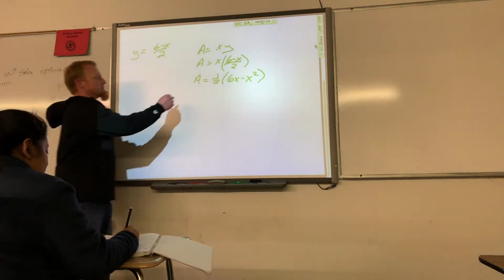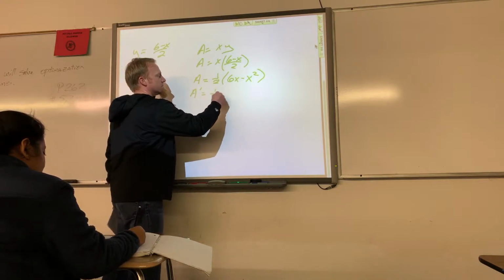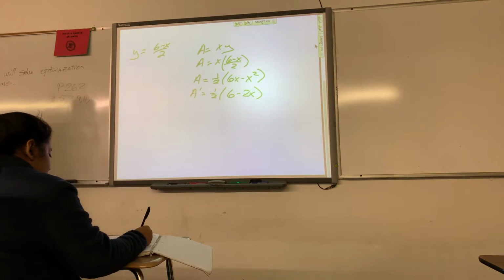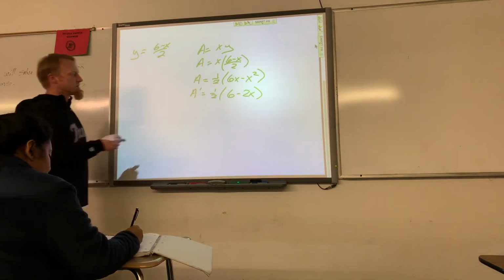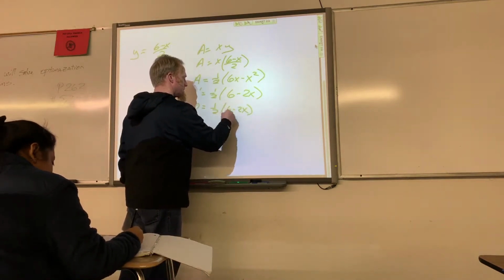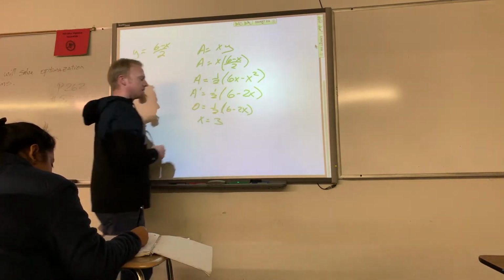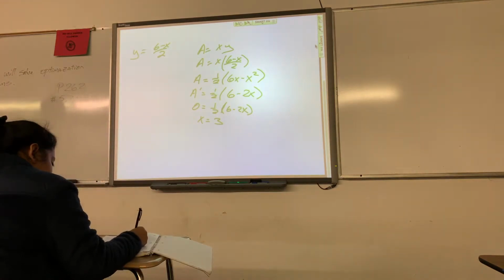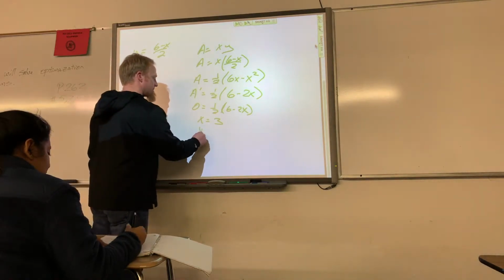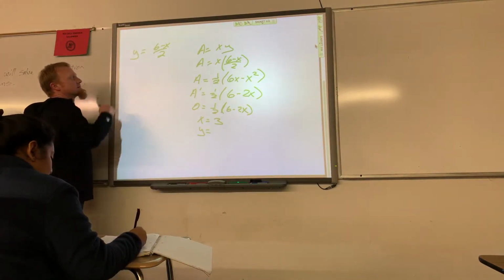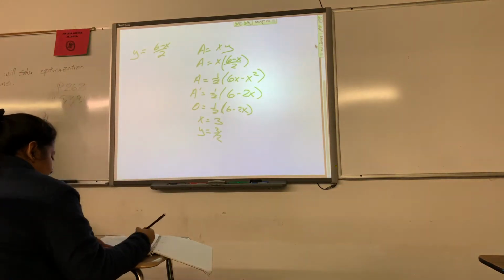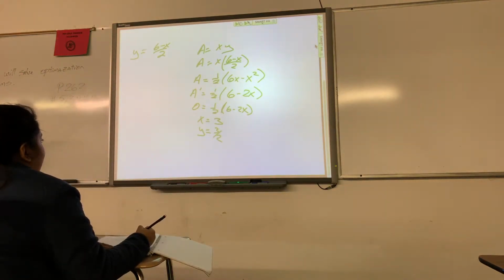Take the derivative. So 1/2, that's going to be 6 minus 2x. Set it equal to 0. So I end up with x equals 3. Plug it back in. So 6 minus 3, 3. So I get 3/2. So what do 3 and 3/2 represent?